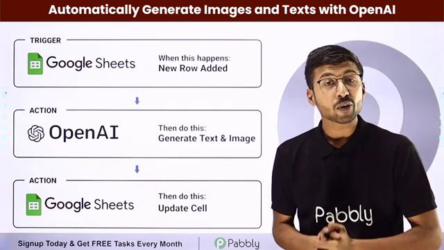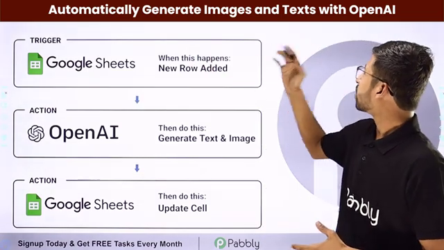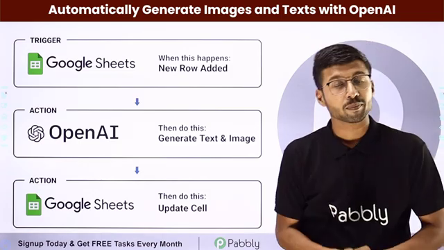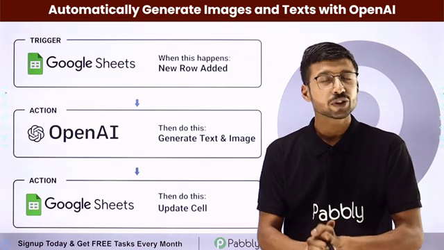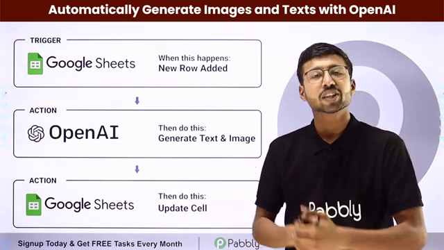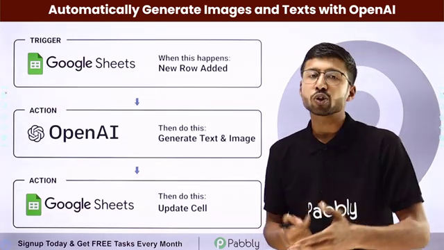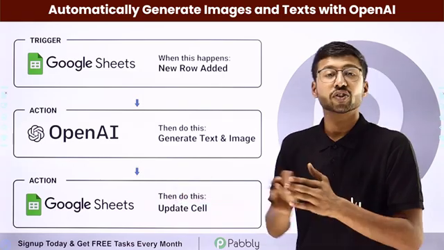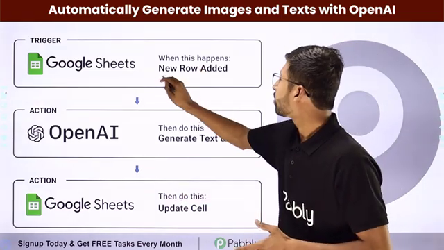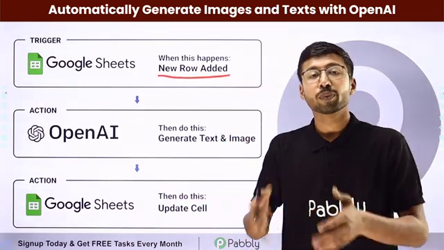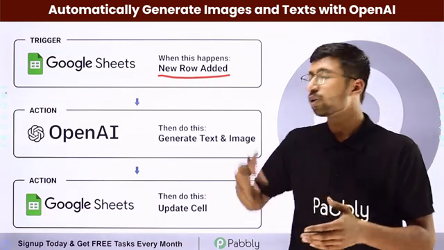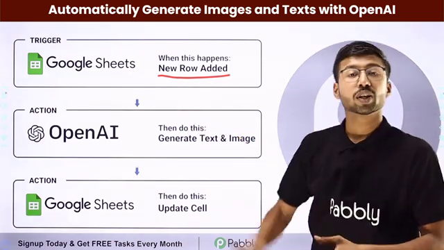So in this video, we are going to learn how to automatically generate images and text with OpenAI. This is an amazing automation using which we are going to use artificial intelligence to generate some text content and also some images. In this automation, we are taking Google Sheet as a trigger application, and in a new row in our Google Sheet, we are adding some new topics, some new text content for which we want to generate the text and images using OpenAI.